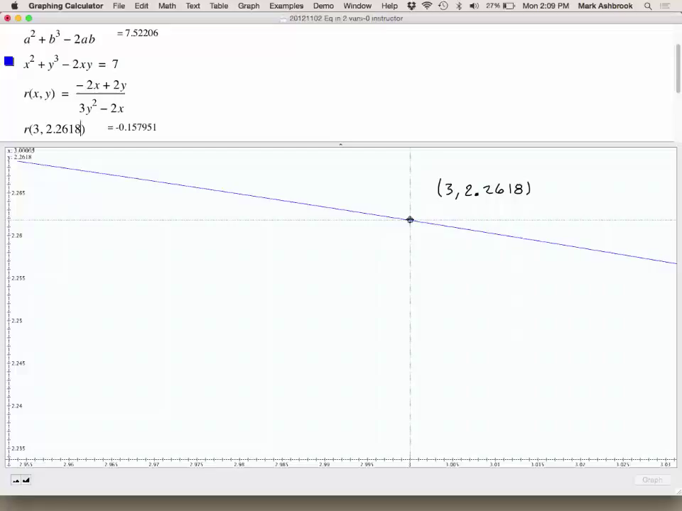Just doesn't want to, where is that? Close enough. All right. So how about that? Does it seem reasonable, that rate of change? Negative 0.158? Why does it seem reasonable or not?